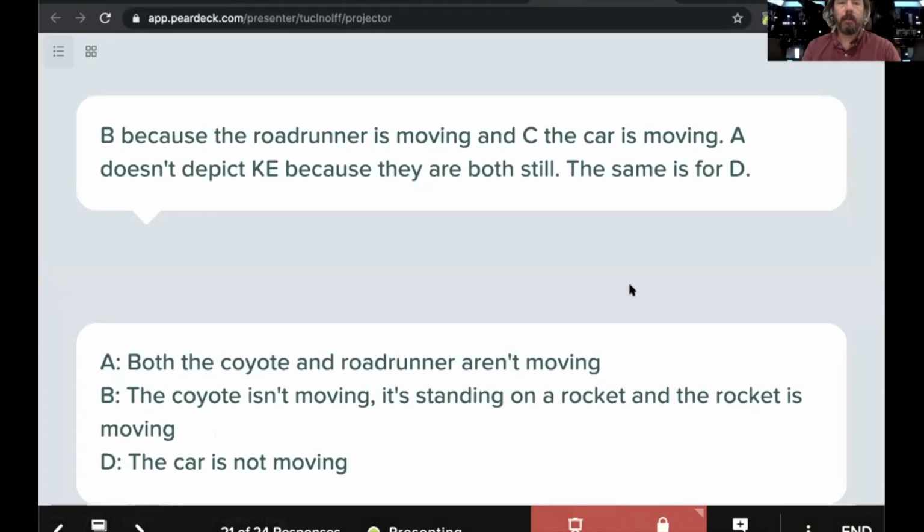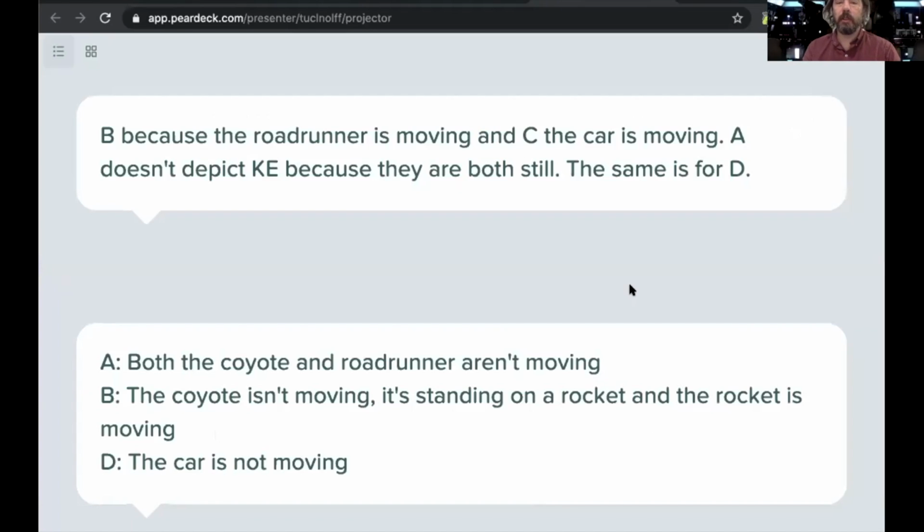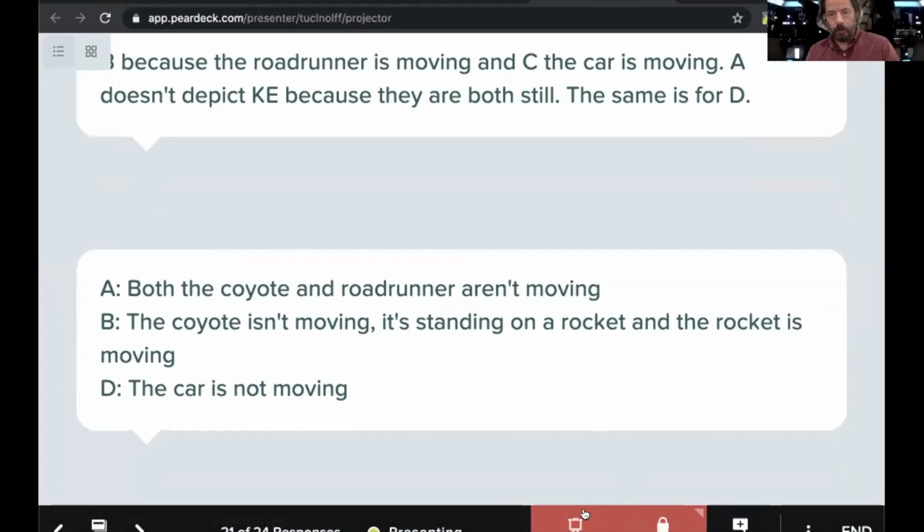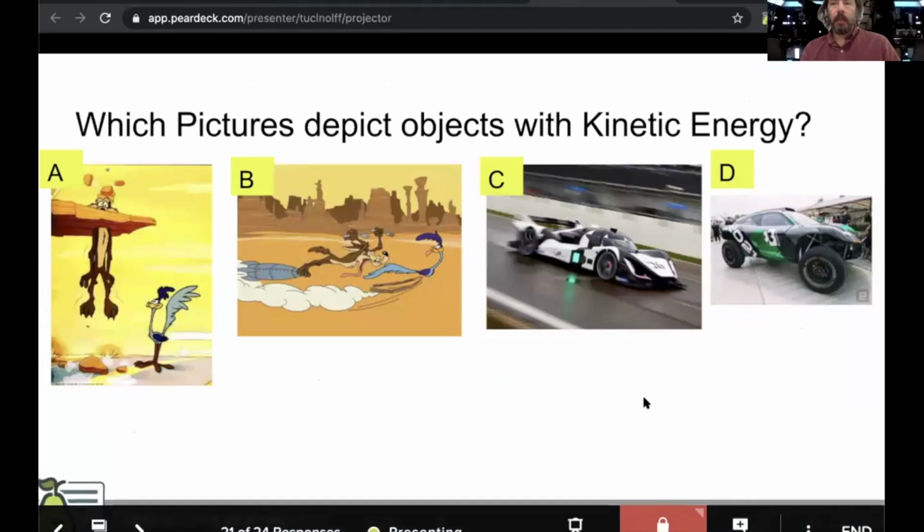All right, letter B, because the Roadrunner and Coyote are actually moving, so they have kinetic energy. Letter C, it looks like the car is moving, kinetic energy. A and D both look like they're standing still, so no kinetic energy. And that's what this other person put as well. Now, that's absolutely true. Roadrunner's running, Coyote's on a rocket, looks like they're moving. This race car, the background is blurred out, so it looks like it's moving. So those definitely look like they have kinetic energy.